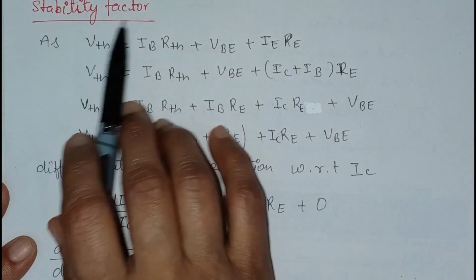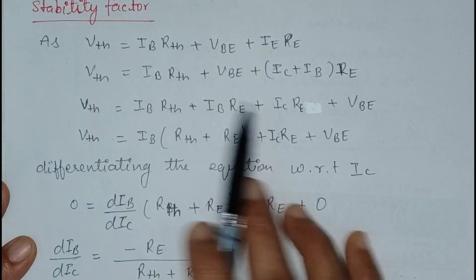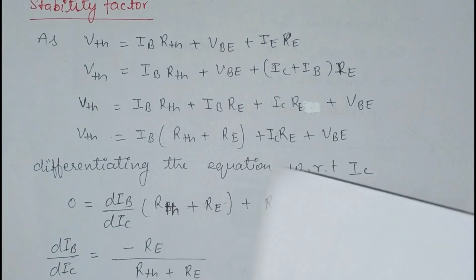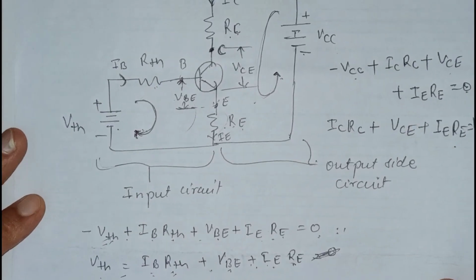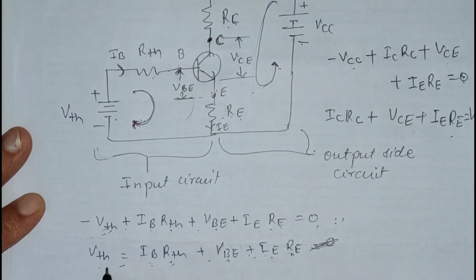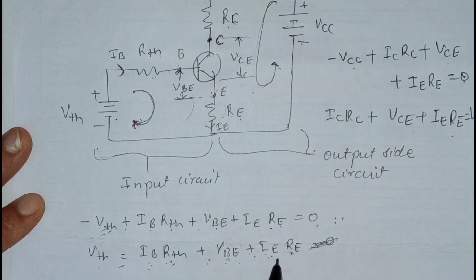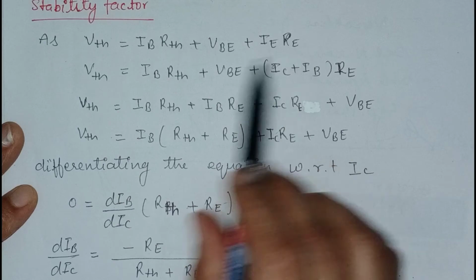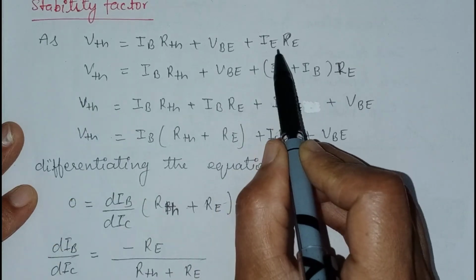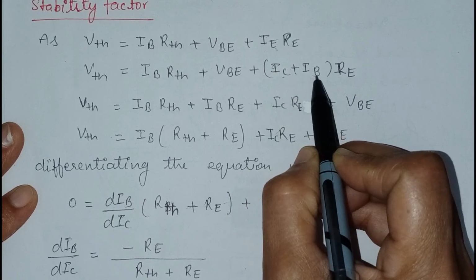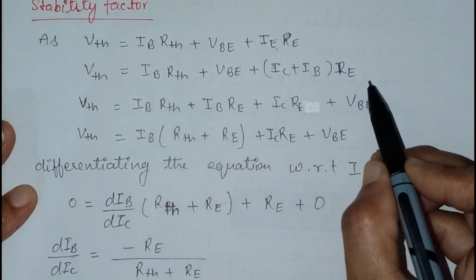Now we will write the stability factor for the self-biasing method. For the stability factor, again we will write the loop equation for the input section. This is the input section, so the loop equation for the input section again is VTH equals IB into RTH plus VBE plus IE into RE. So this is the loop equation. Now we can see here IE. We will replace this IE with IC plus IB. So the equation is this one now.